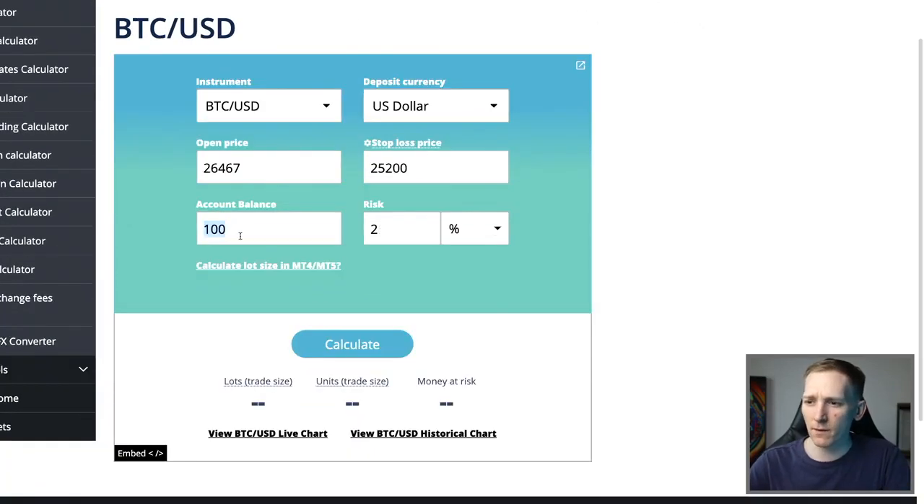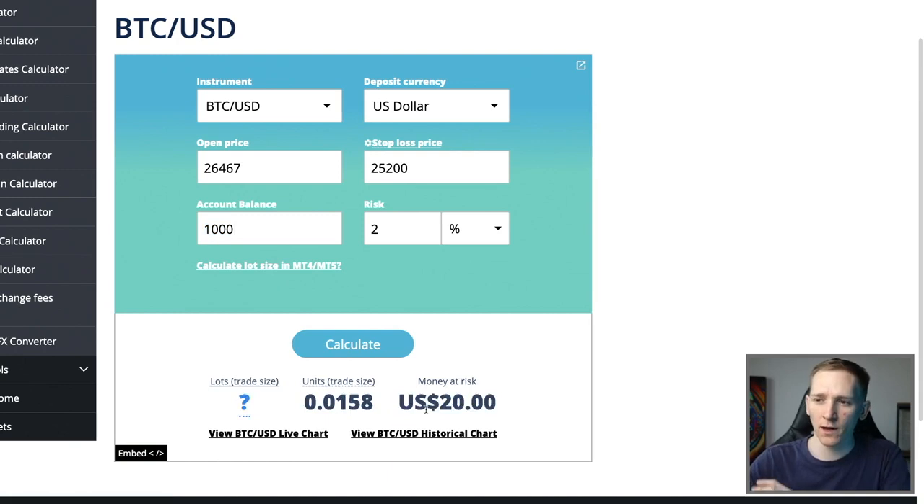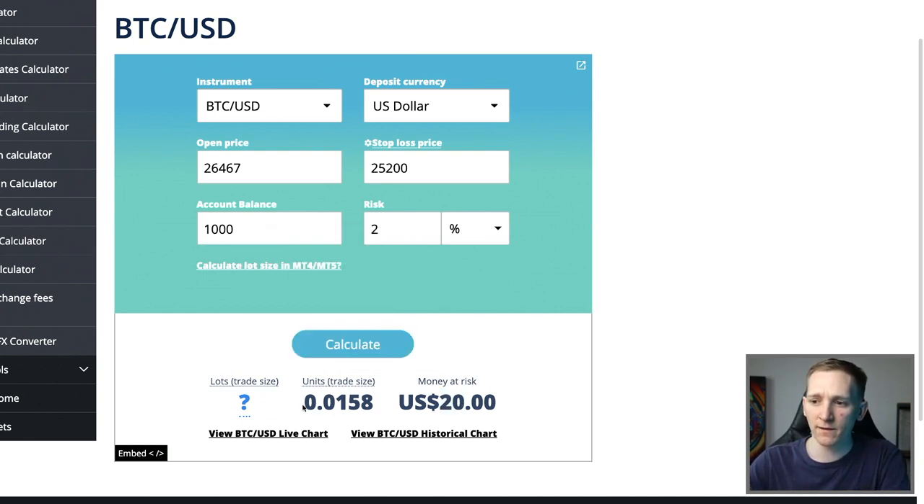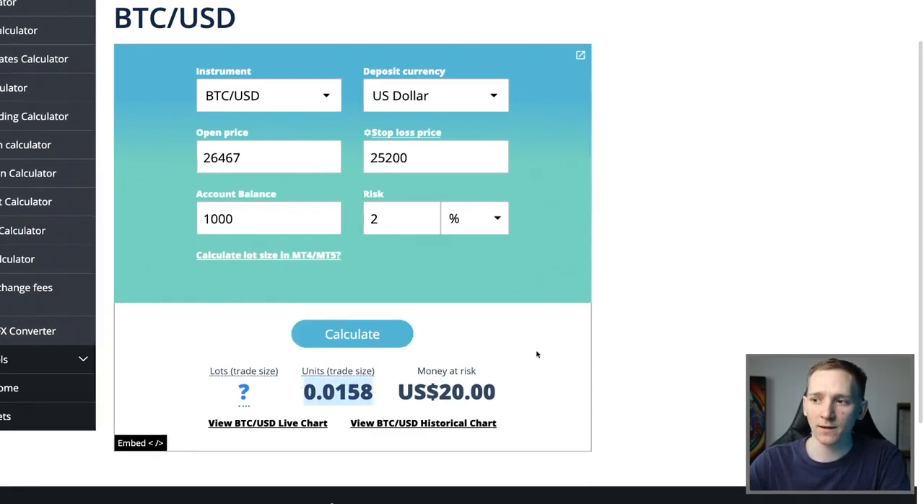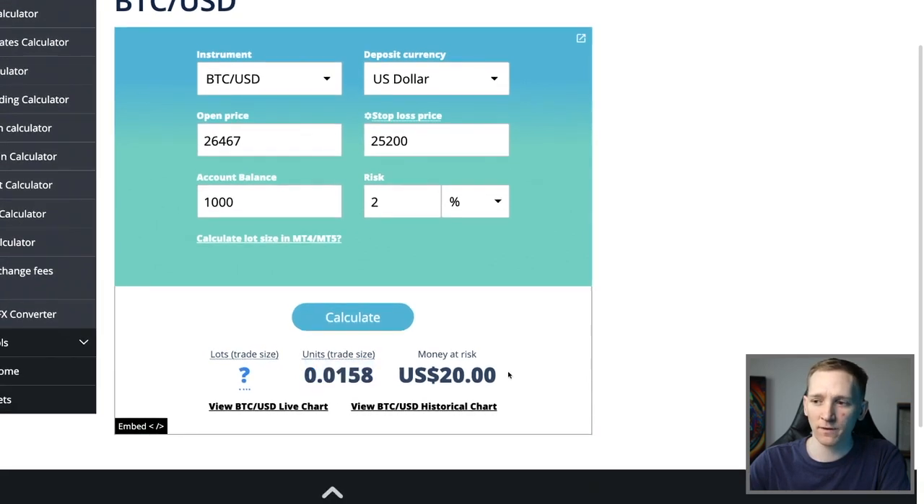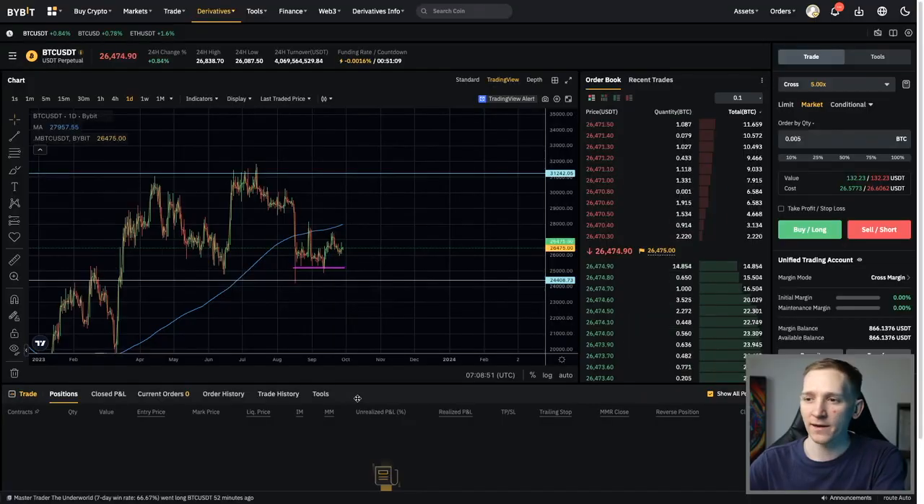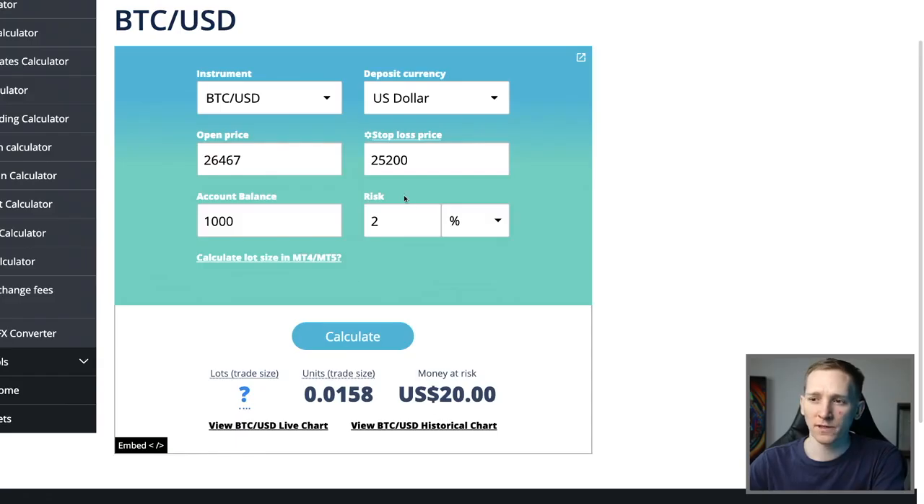And then the account balance doesn't really matter. We can just make it a round number. We'll just put 1,000 in here. 2% is $20. So we know $20 is at risk, which is 2% of our account. And we can see the unit trade size now is 0.0158. That is how much you can trade in Bitcoin terms. So that's the size of your position. And we know that if we trade with that size, and if we get stopped out at this exact price level, we lose $20, which is 2% of our account.